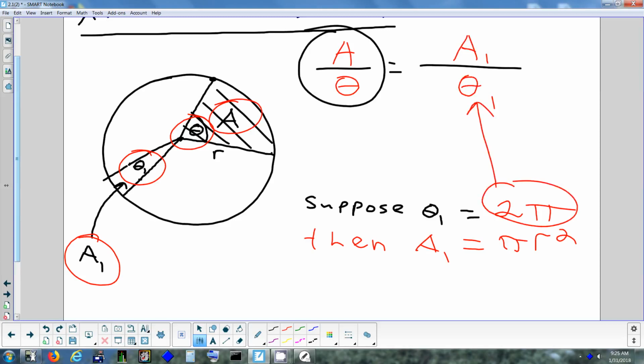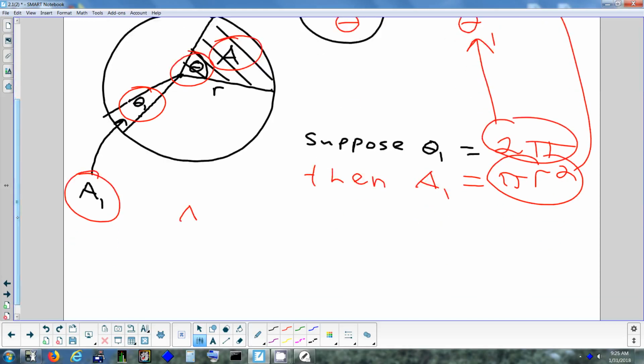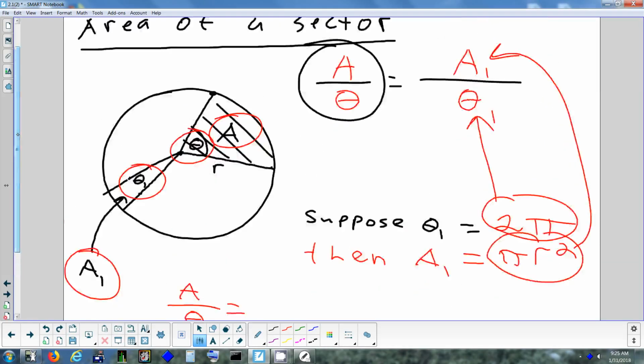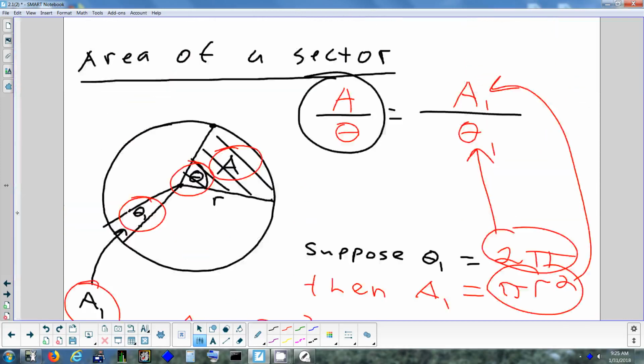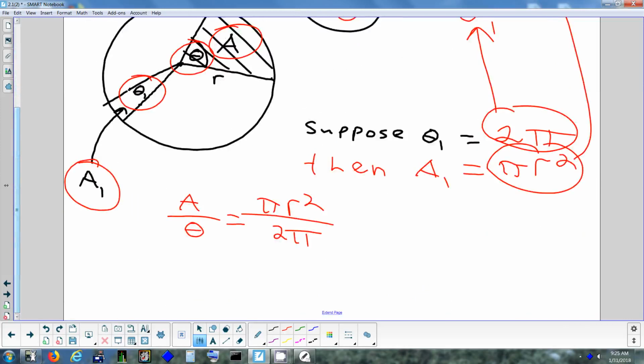Okay. And now one side of that fraction, we've got stuff to fill in. We're going to fill in 2 pi for theta 1. We're going to fill in pi r squared for area 1. Okay. And let's see what happens. So we have a over theta equals pi r squared over 2 pi.